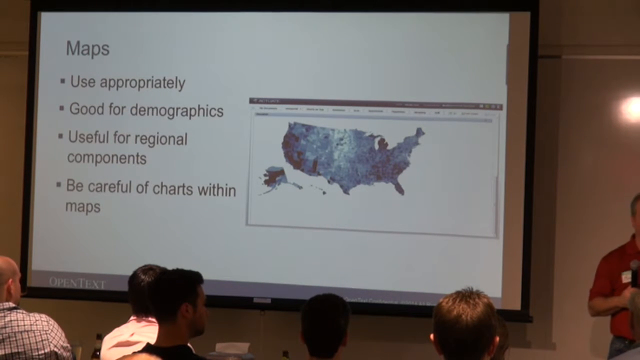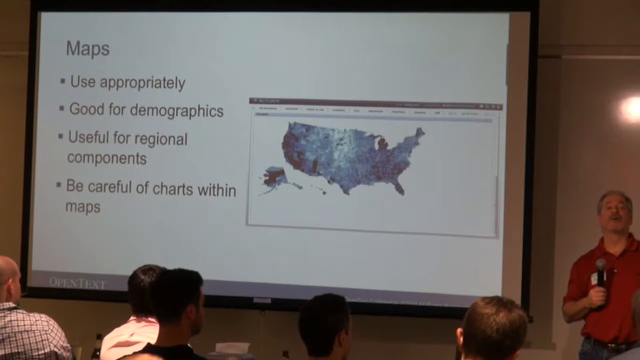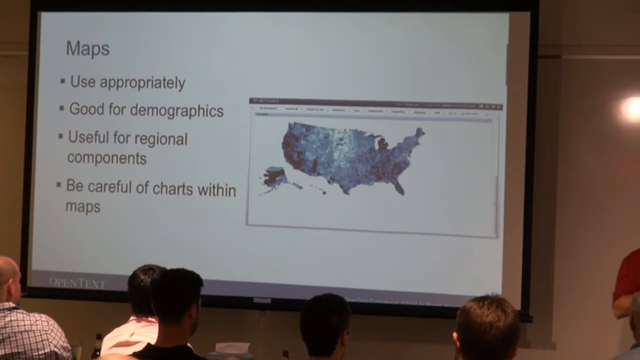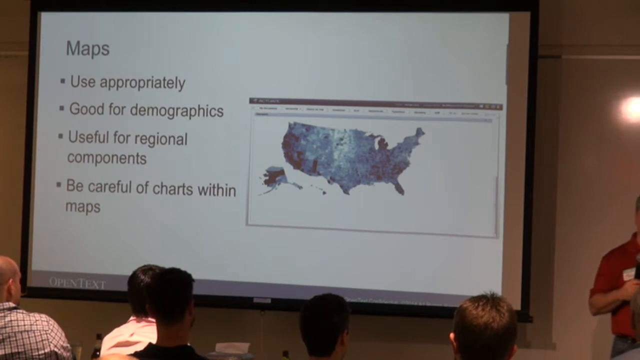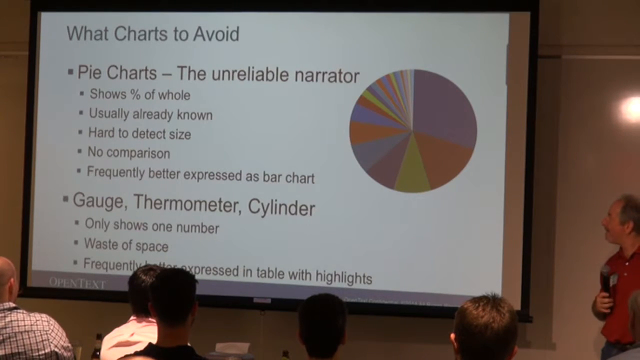Yes? So there are examples of where you want to do that, like when you look at voting. Correct, because that is important. Again, I said be careful, not don't do it. Next chart is don't do it. What charts to avoid?